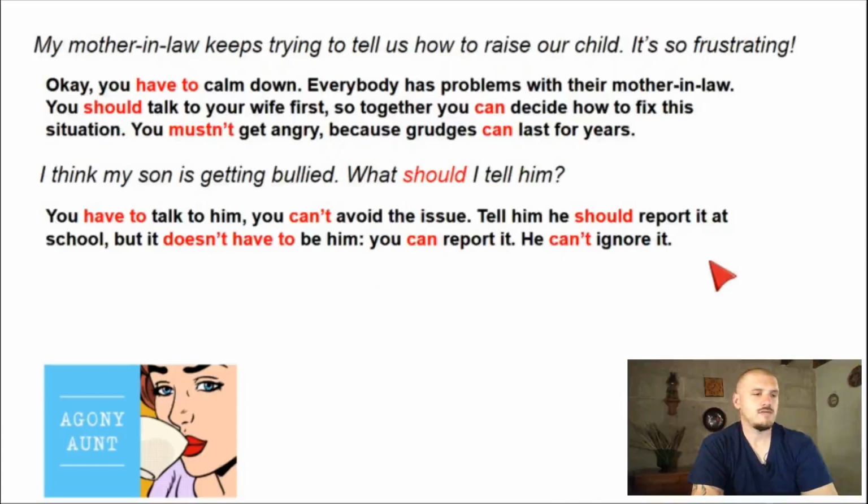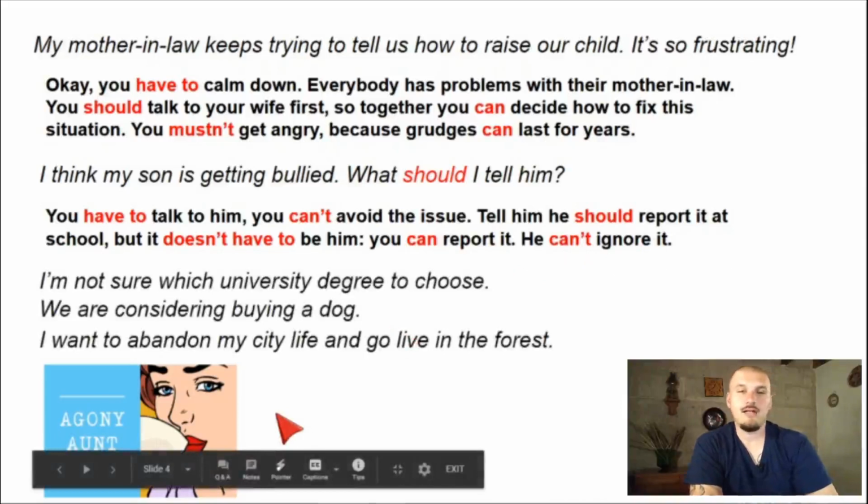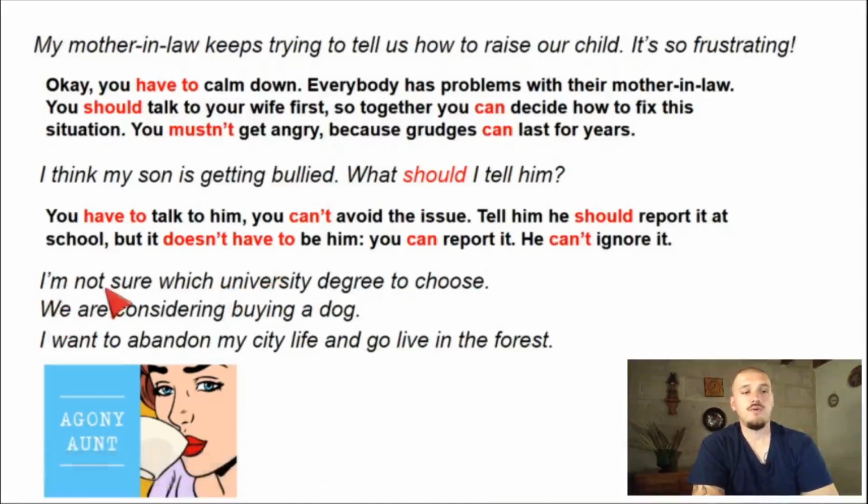Ok, aquí tenemos 3 más situaciones para que ustedes, como tía de agonía o doctora corazones, resuelvan los problemas con consejos, ¿no? So here, give advice, consejos. I'm not sure which university degree to choose. No sé qué carrera universitaria escoger. We are considering buying a dog. Estamos considerando comprar un perro. I want to abandon my city life and go live in the forest. Quiero abandonar mi vida en la ciudad y ir a vivir en el bosque.